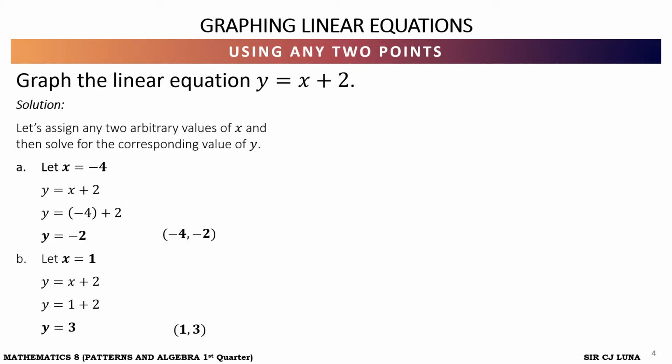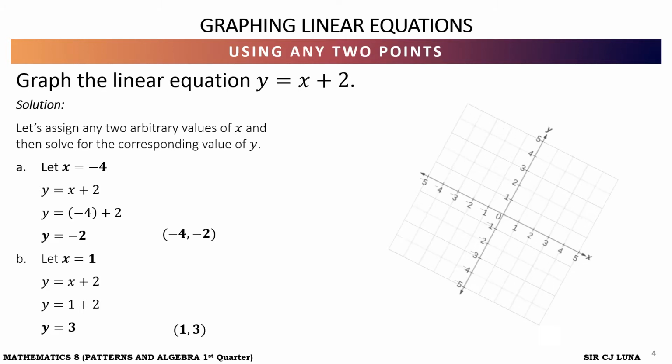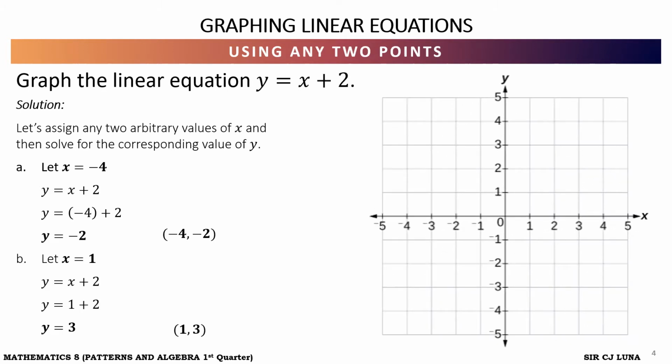We are now ready to plot them on the Cartesian plane. So here we have the Cartesian plane. So we have to plot now our 2 points. We have negative 4, negative 2, and 1 and 3. Okay? So negative 4, negative 2, so, yun. Doon yung point ng negative 4, negative 2. 1 and 3 is on the first quadrant.